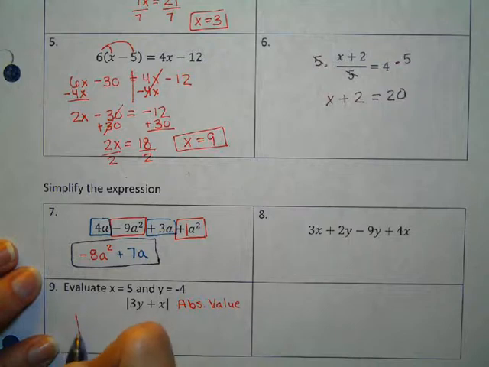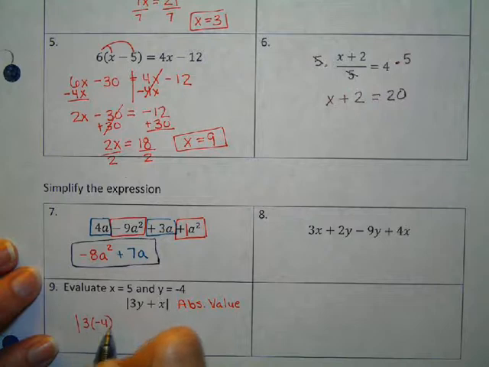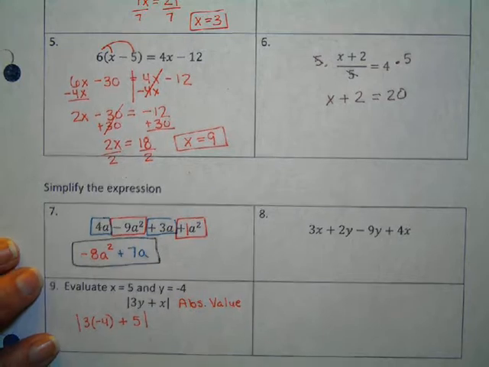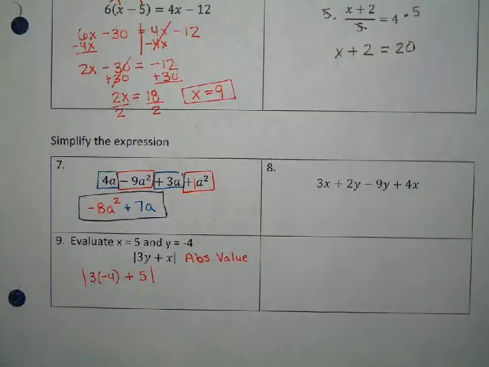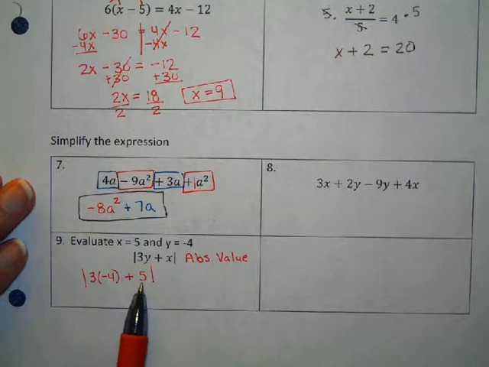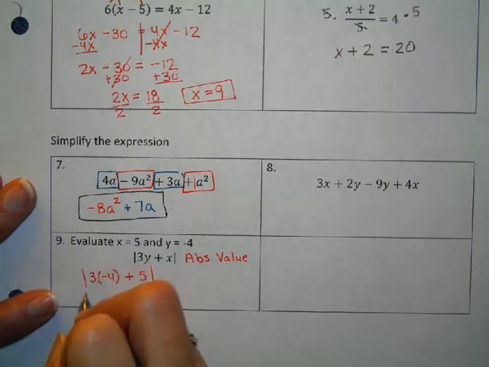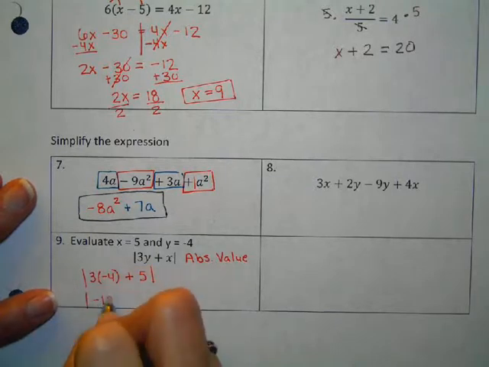So we're going to take 3 times negative 4 plus our x value, which was 5. Inside the absolute value signs, you do it like order of operations. You're going to do the multiplying first and then the addition. So we would get the absolute value of negative 12, bring down plus 5.